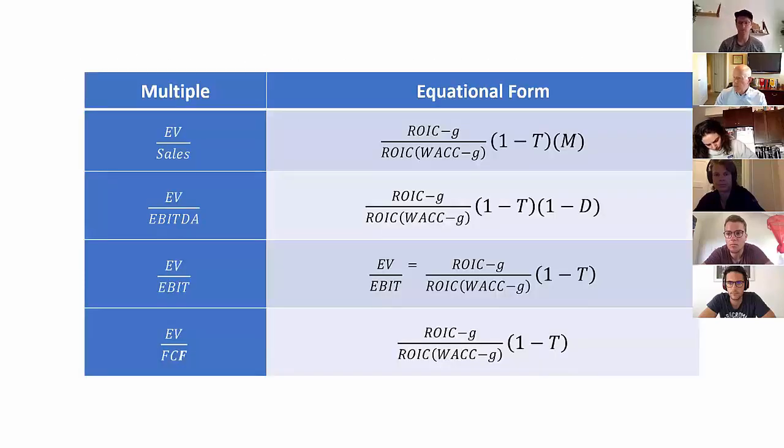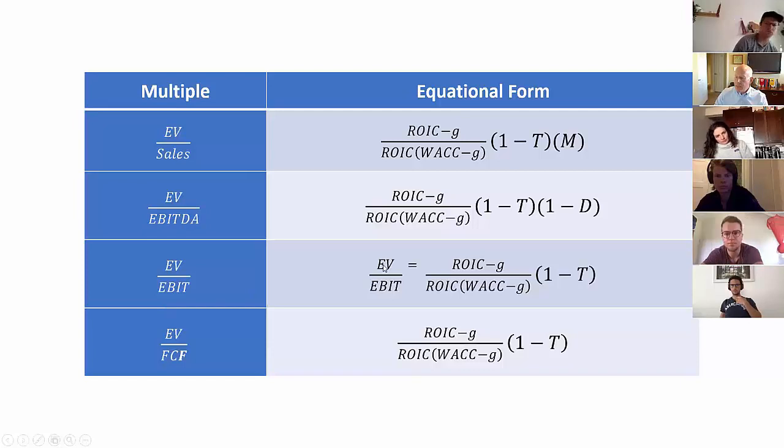You've seen this. In fact, this is on my poster. It's on one of the quick sheets. This is the multiples quick sheet I just sent you. This is an abbreviated form of one of the tables on that multiples quick sheet, where I give you just 4 of the multiples and an equational form for them. We'll just focus here on the EV/EBITDA, or rather EV/EBIT multiple.